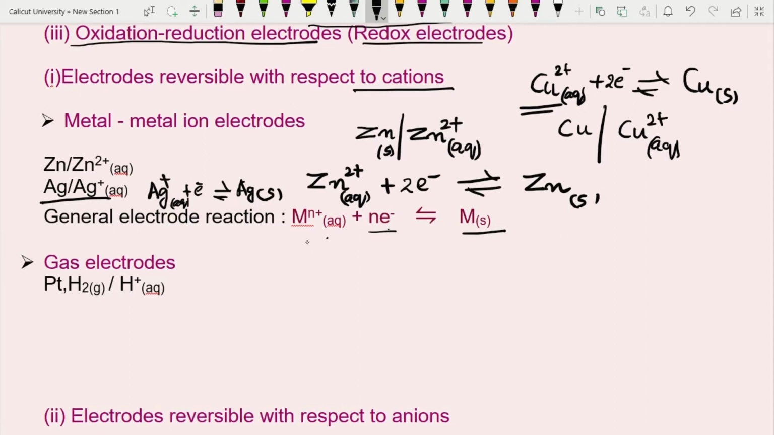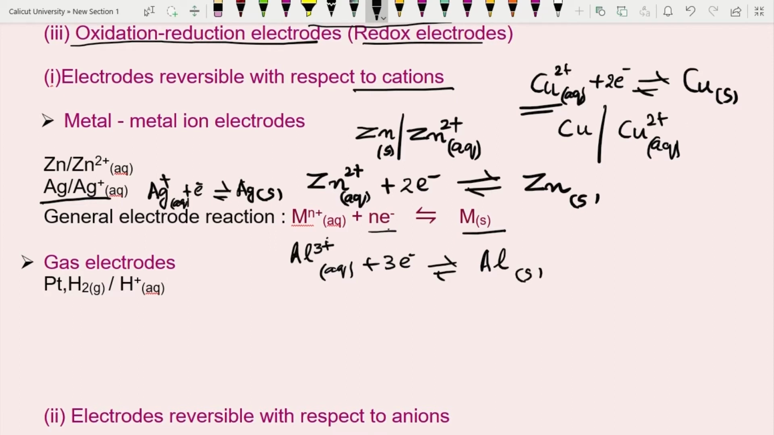If I am taking aluminum for example, aluminum has a valency of 3. Aluminum ions in aqueous medium can take up 3 electrons. So, n stands for the number of electrons required to neutralize the cation. So, you will get aluminum which is in the solid form. So, this is the first type.